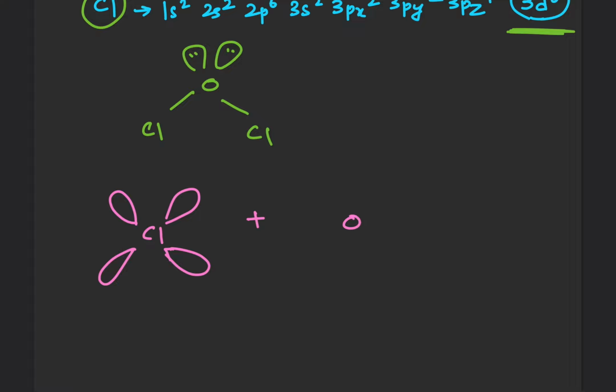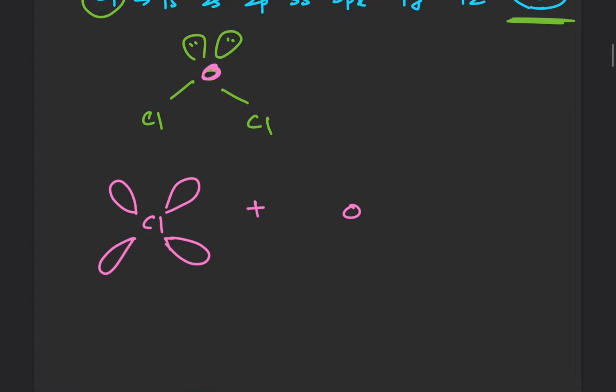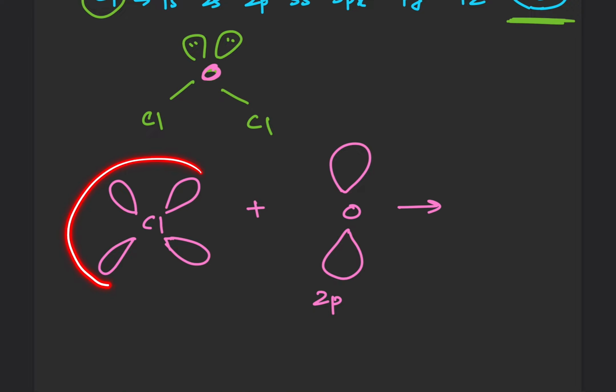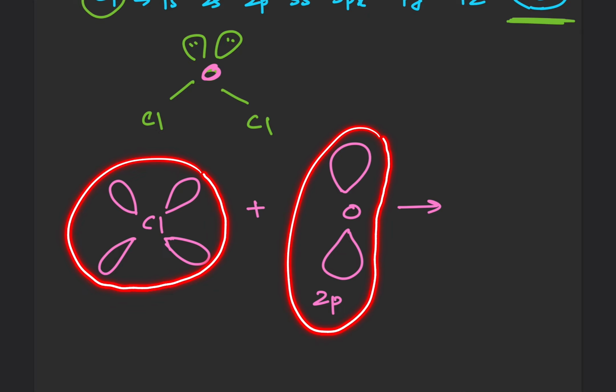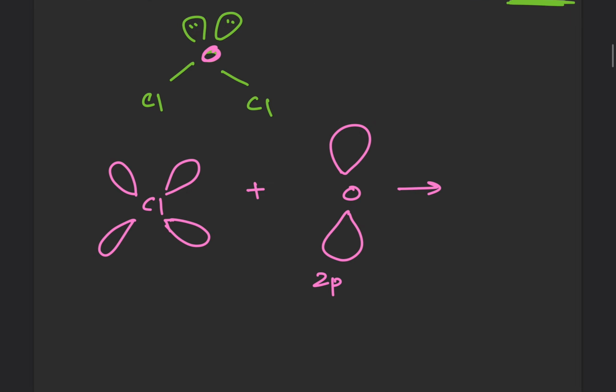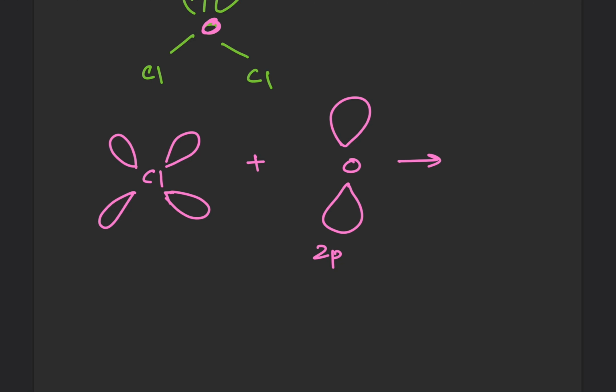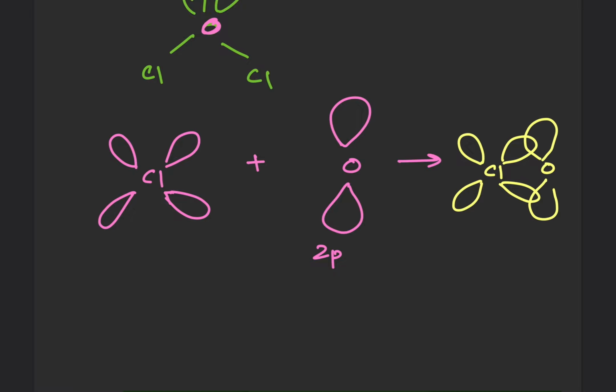And obviously the central oxygen has filled 2p orbitals carrying the lone pairs. So these are the 2p orbitals of oxygen having the lone pairs. The empty 3d orbital of chlorine and the filled 2p orbital of oxygen can overlap, resulting in a new bond. That can be represented like this: chlorine, and oxygen has this pair and this pair.